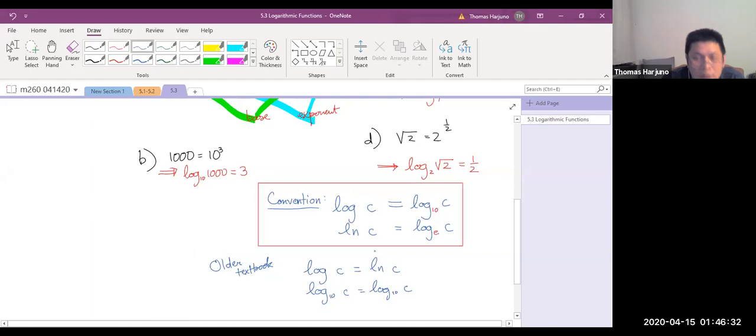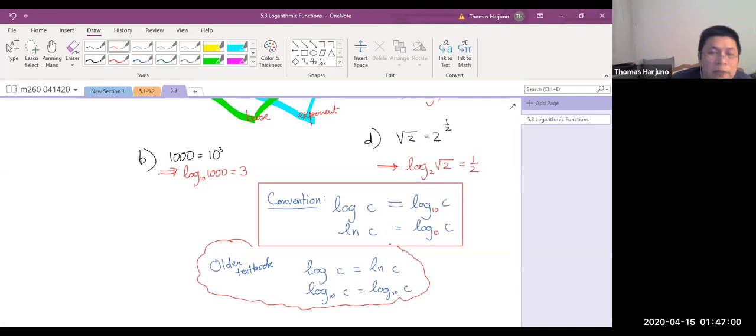For our notation, a more modern notation, if you don't see the base, that's base 10. If it is base E, they will use natural log. Okay? You don't need to worry about this older textbook notation. Just be aware that if you read an old textbook, you may see that difference. The one we use is this one. This is the one we use right now. Okay, just to remind us.